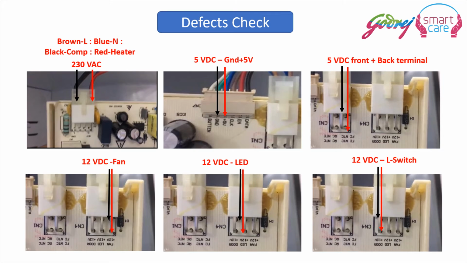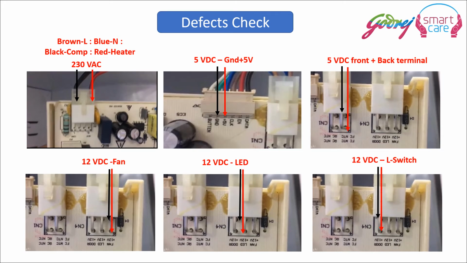Then the next connector is a flat 6-pin connector which goes out to the display PCB. From the main PCB to the display PCB, we have to check for 5 volts which is given out from the main PCB. We can check it on the second and third pin, which are labeled as plus 5 volt and ground. Between 5 volt and ground, we have to check for 5 volt DC outgoing voltage to the display.